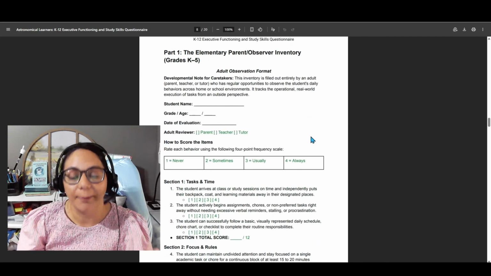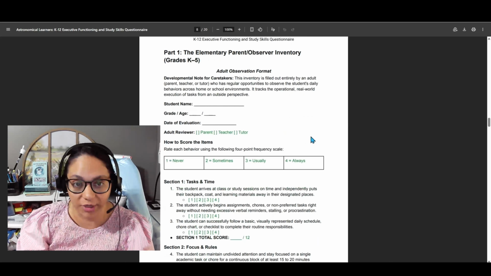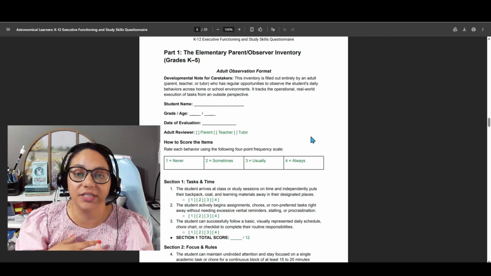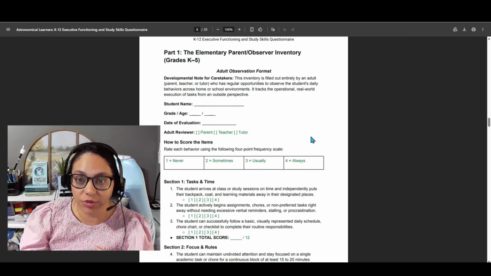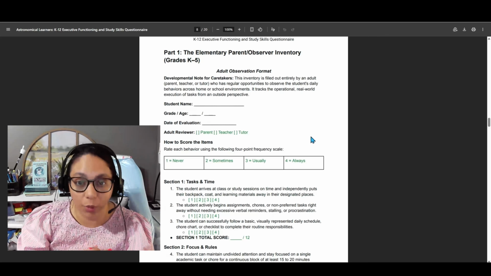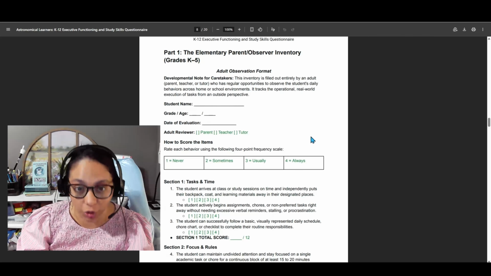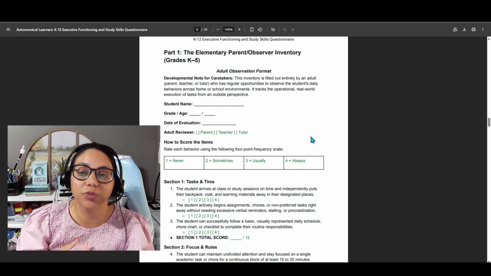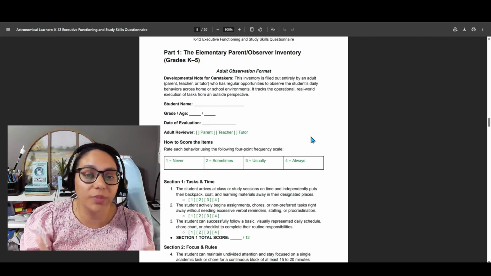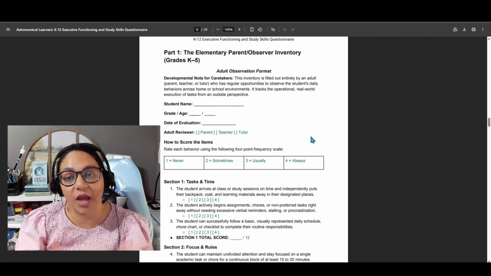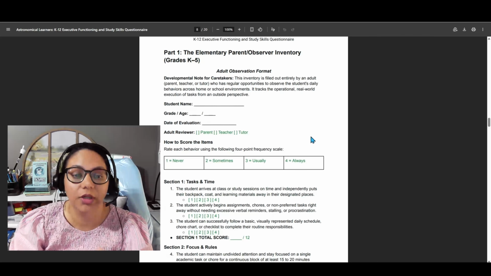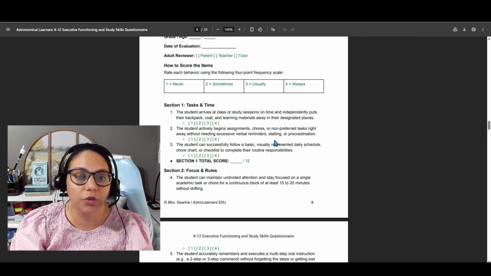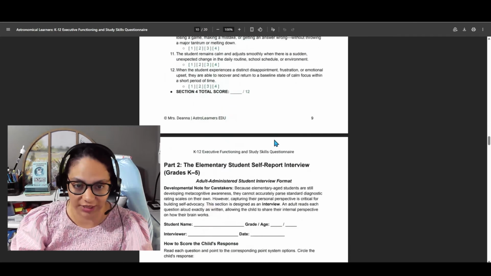So, Part one is going to be for the elementary K through 5 students, and this is obviously not done by them. It's done by the parent, adult, or the observer, or both. It's going to be filled out entirely by an adult who has regular opportunities to observe the student's daily behaviors across home and school environments, and it's going to track the operational real world execution of tasks from an outside perspective. So essentially, it goes through and you fill it out to where you see fit.